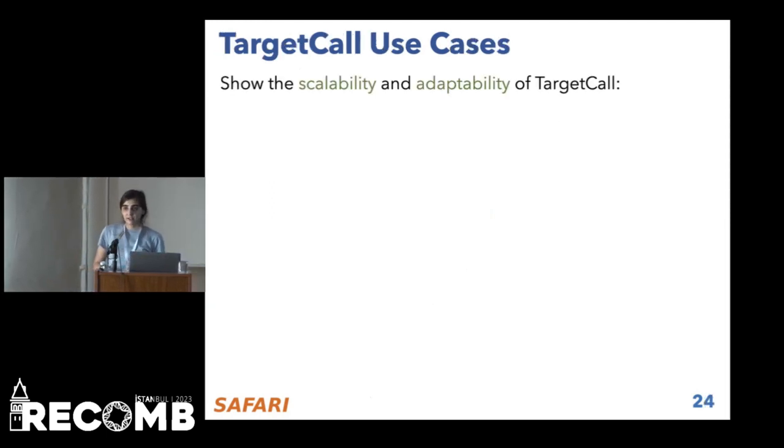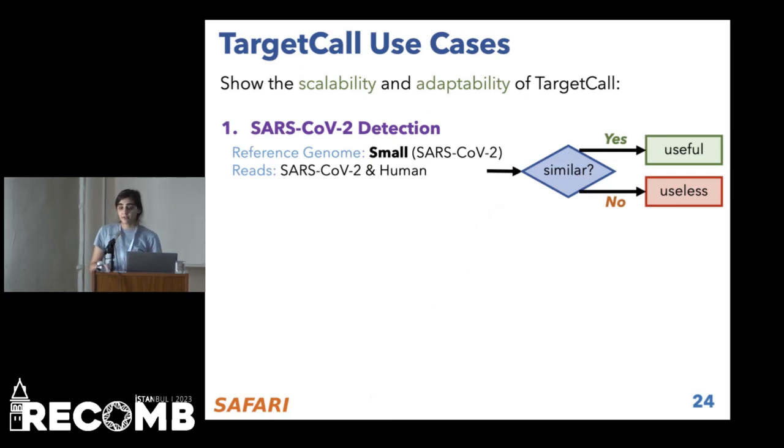We have three use cases to show how scalable and adaptable TargetCall is. The first use case is to detect COVID reads among COVID and human samples by checking the similarity of these reads to a small COVID reference genome. So anything that is similar to the reference genome we have is going to be labeled as useful.